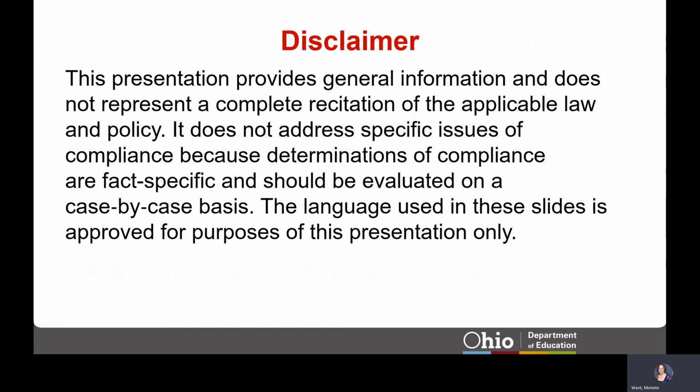As a reminder, this presentation provides general information and does not represent a complete recitation of the applicable law and policy. It doesn't address specific issues of compliance because determinations of compliance are fact-specific and should be evaluated on a case-by-case basis.